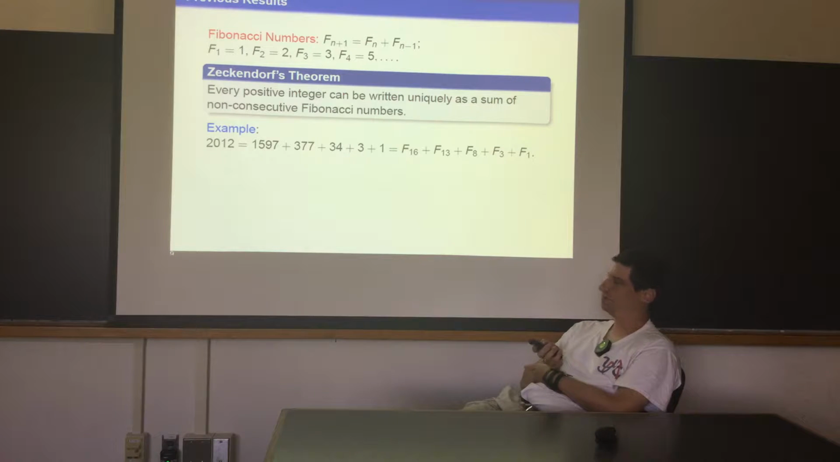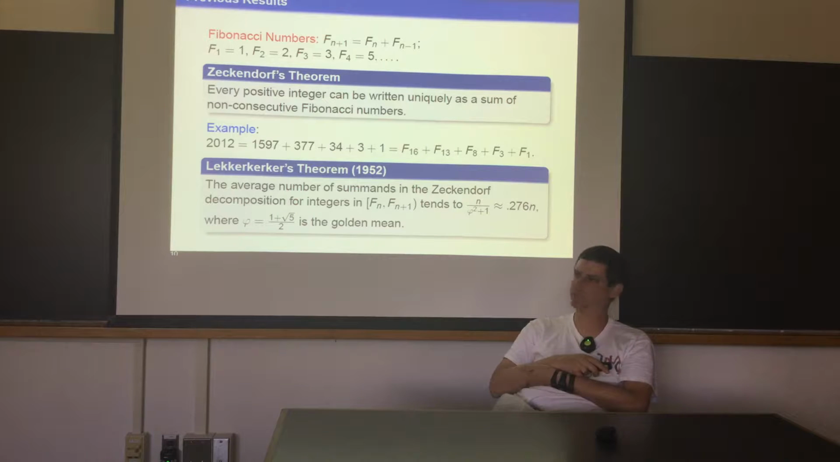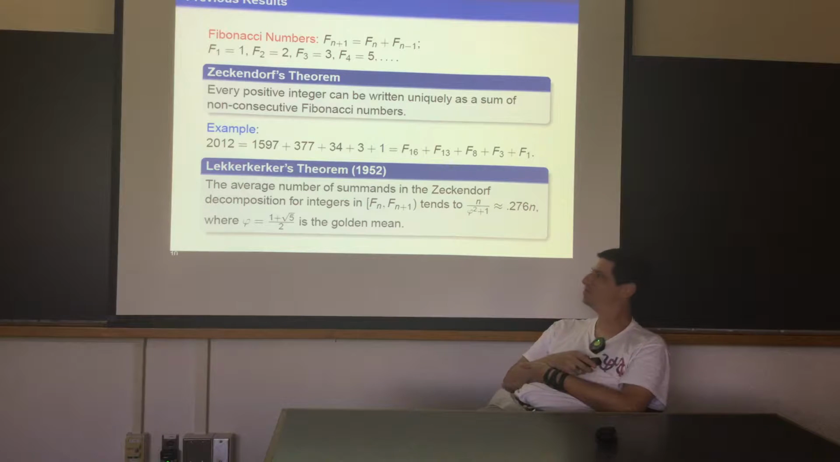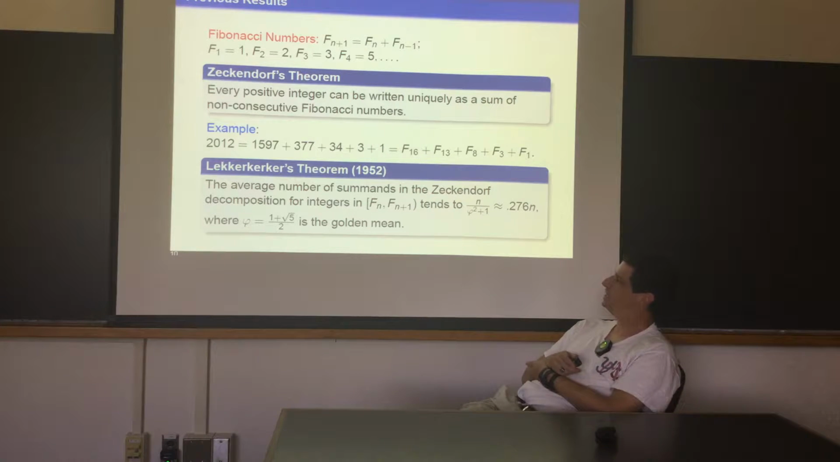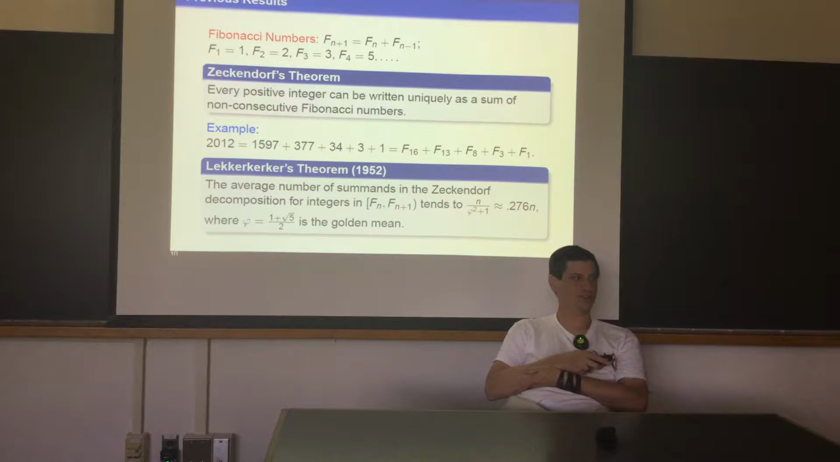Okay, so I am from Boston. It's a lot of fun to try to pronounce this person's name. Lekkerkerker proved in 1952 that the average number of summands in a Zeckendorf decomposition for integers between F_n and F_{n+1} is about n over phi squared plus 1, where phi is the golden mean. This was actually 20 years before Zeckendorf's theorem.